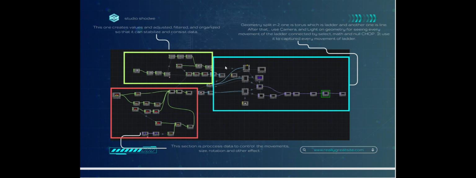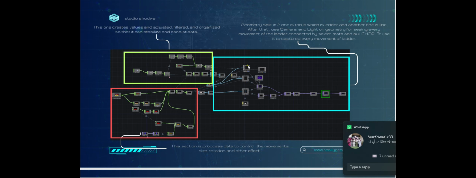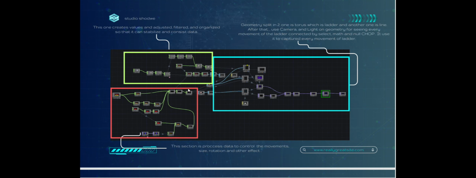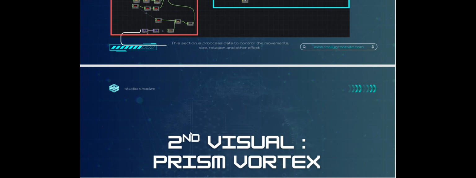The second part creates the values and adjusts filters and organizes them so that I can stabilize consistent data. Here it's adjusting the root and cameras. That is from this camera. The third part is what is here. This section processes data to control the movement, size, rotation, and other effects.